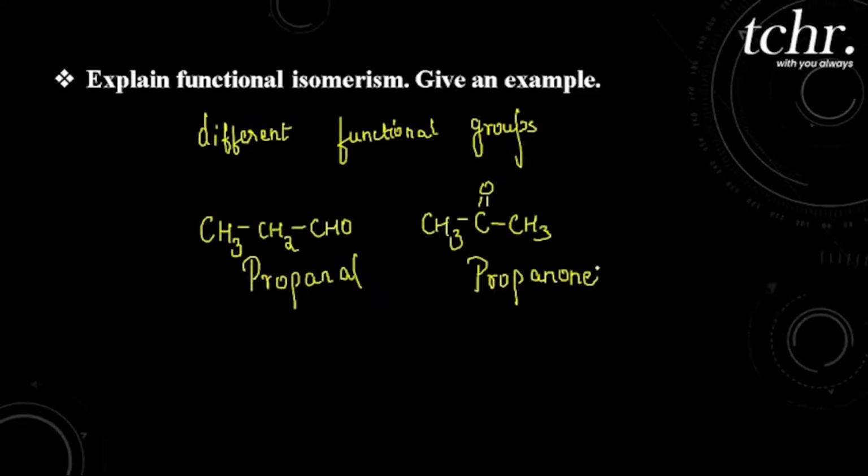Then what is the difference? Only the functional group is varying, but if you see the formula, the number of carbon is 3, the number of hydrogen is 6, and the oxygen is 1. It is C3H6O, the same molecular formula, right? This is how you have to explain functional isomerism.